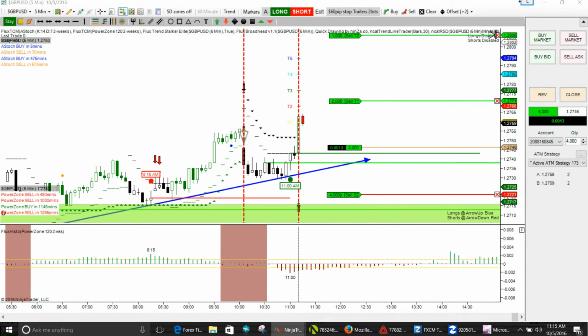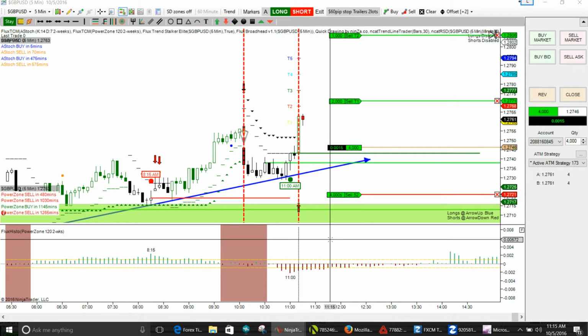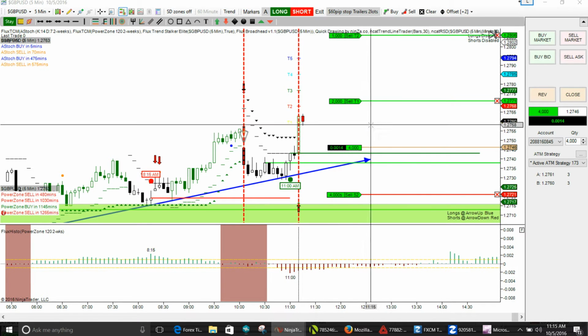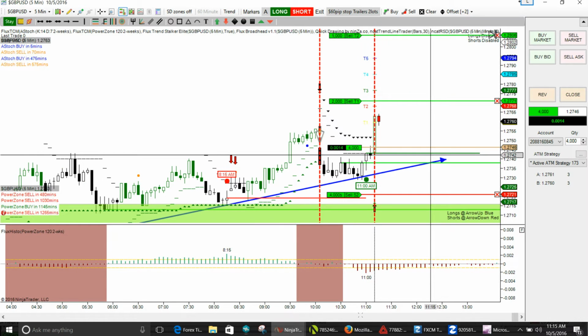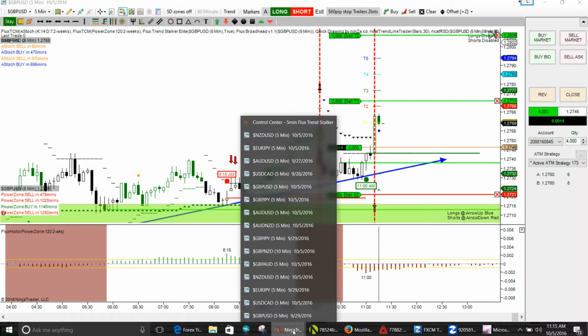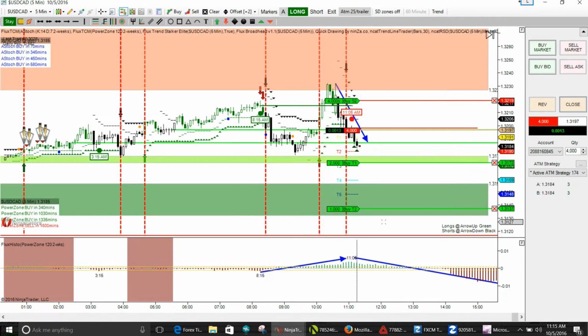So that's the reason why I took this trade. And I took 2 other trades, US dollar Canadian, Aussie US dollar, and I took the New Zealand on another platform. Okay, so we're up 15 pips on the pound US. Let's see how we're doing with the Canadian. The Canadian, we're up 13 pips.